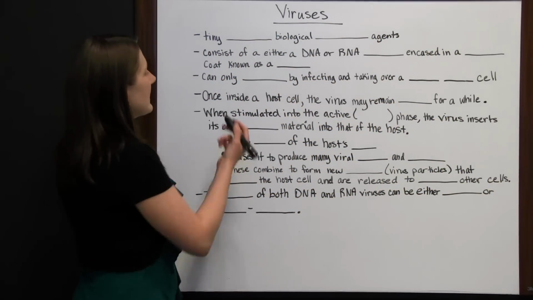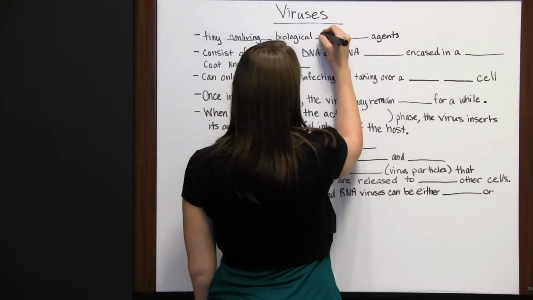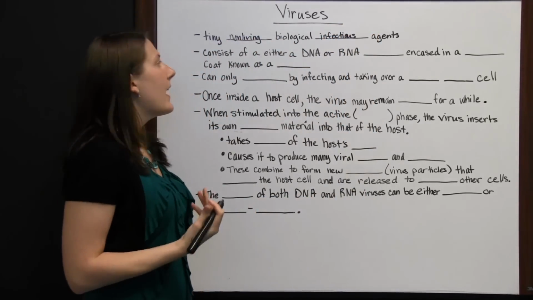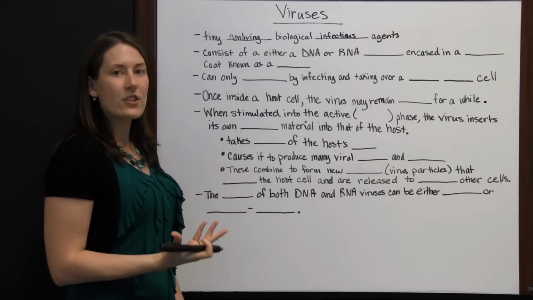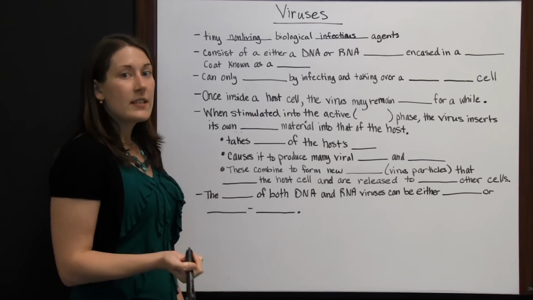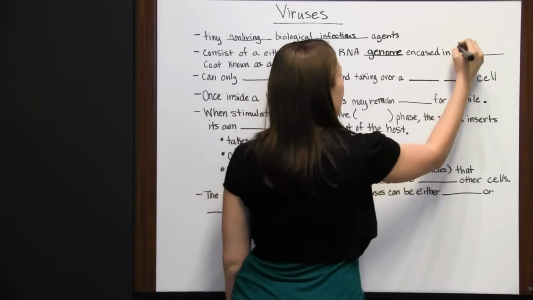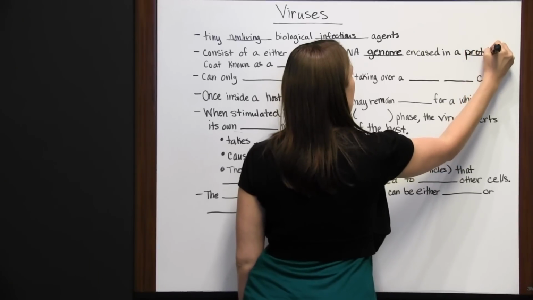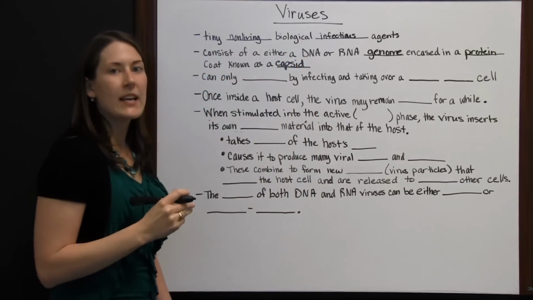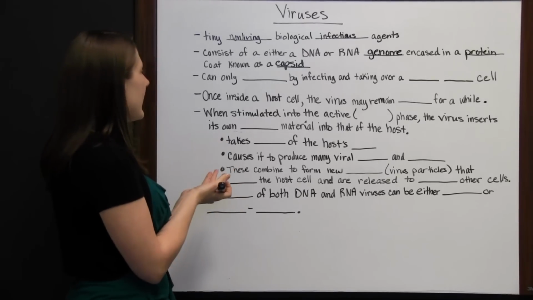Viruses. Viruses are tiny, non-living, biological infectious agents. So while they are not technically alive, they are biological agents and they are infectious. They infect healthy cells. They are going to consist of either a DNA or RNA genome encased in a protein coat known as a capsid. So this capsid is protecting the viral genome until it can get where it needs to go to infect a host cell.